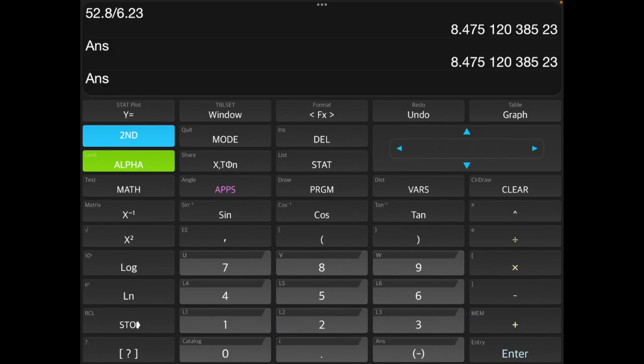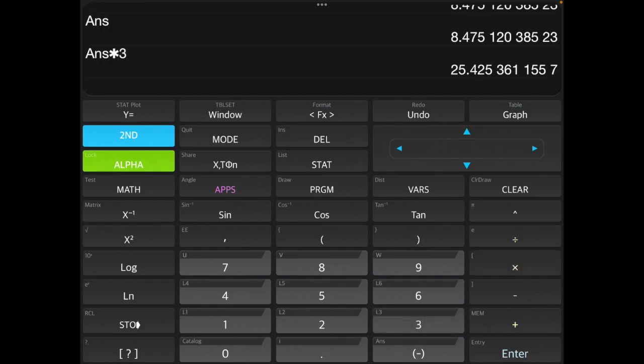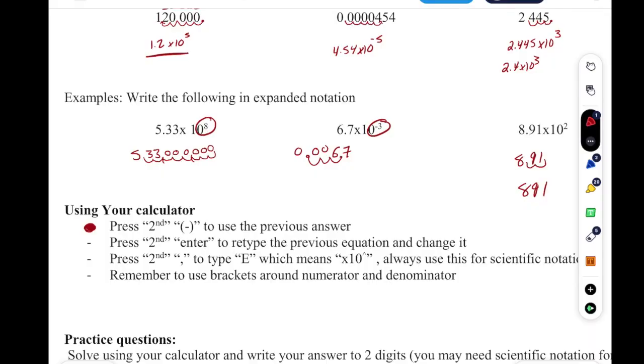And so I went second answer and I need to times that by 3. It's a lot easier than retyping. So hopefully you use that already, but if not, that will make things a lot easier.